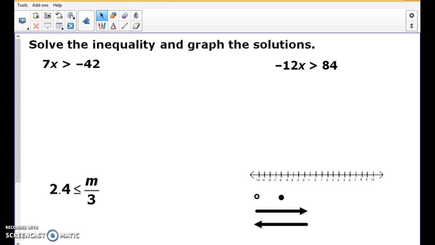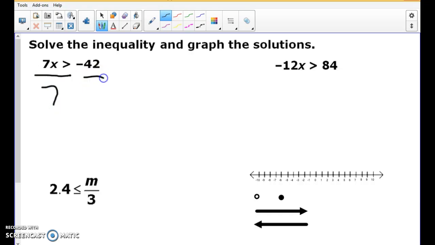This first one, I have 7 times x is greater than 42. So divide both sides by 7. I'm not dividing by a negative, I'm dividing each side by a positive 7, so my sign is going to stay the same. So x is greater than 6.